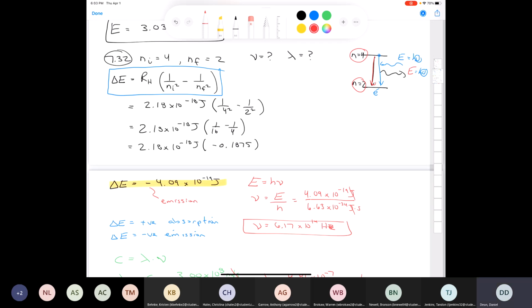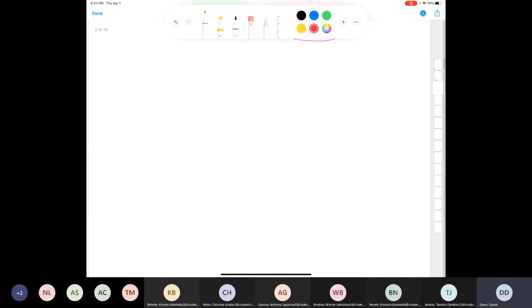Let's try one more that deals with that, and then maybe we'll move on from there. Okay, maybe we'll take a short break after that. Let's try one more that deals with those sections. Let's try 7.34, and then we'll take a break.